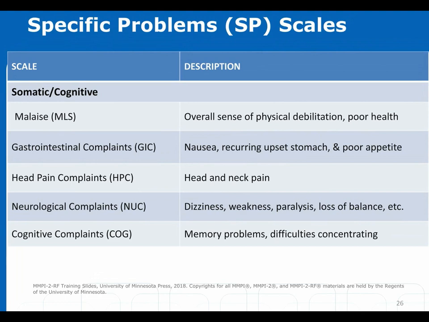The next 3 scales are gastrointestinal complaints, head pain complaints, and neurological complaints. You might recall that earlier I said that these were the 3 primary areas assessed by RC1, somatic complaints. So these 3 scales in particular are very helpful in fleshing out the reasons for elevations in RC1. And then finally we have the cognitive complaints scale, which assesses memory problems and difficulties concentrating. Again, all 5 of these are facets of RC1 that can be used to better interpret it.